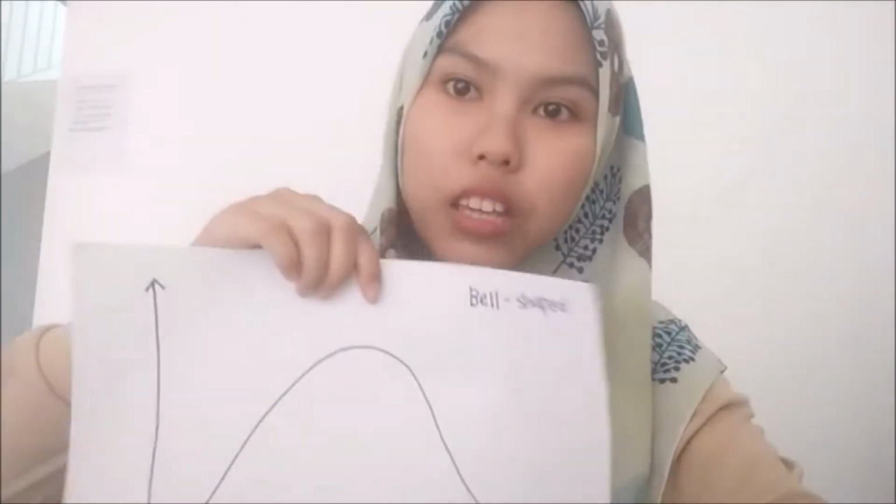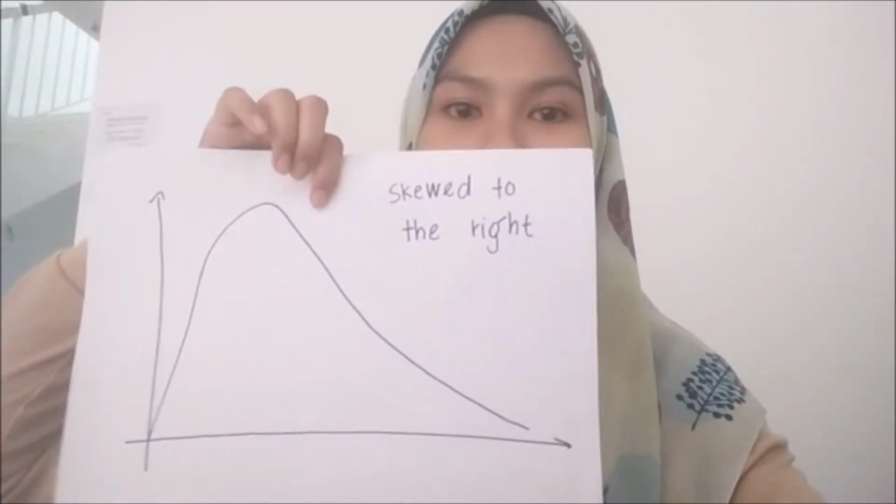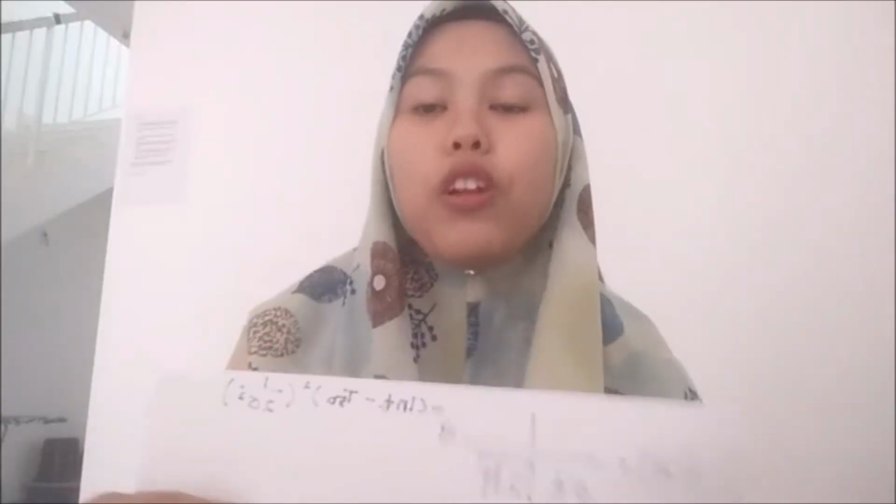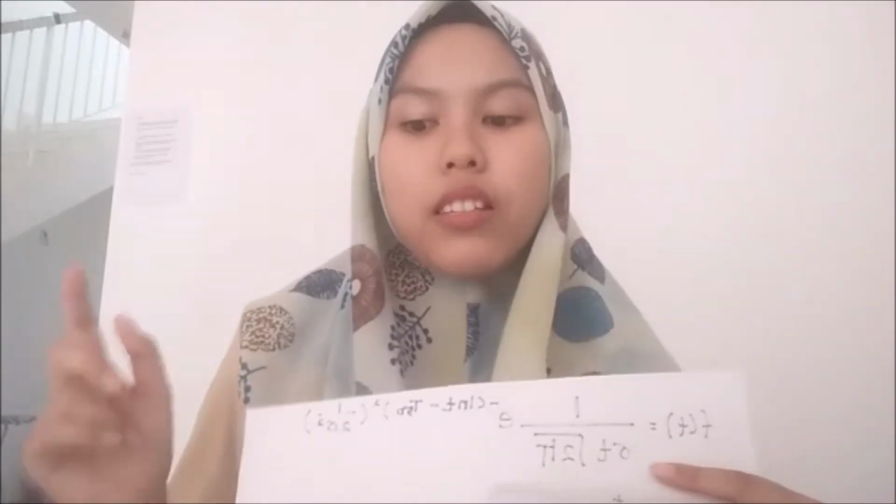The graph of the log-normal distribution is almost the same as Gaussian. This is the graph which has a bell shape. And this one is the graph for the log-normal distribution, which is skewed to the right. The log-normal distribution is generated by the function exponent x, where x is normally distributed. So, from log-normal to normal distribution, we take the ln of T, and from normal distribution to log-normal, we exponent the x.